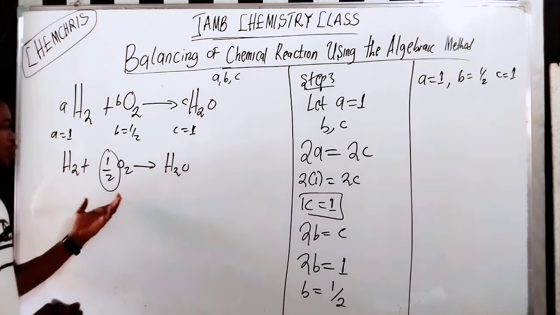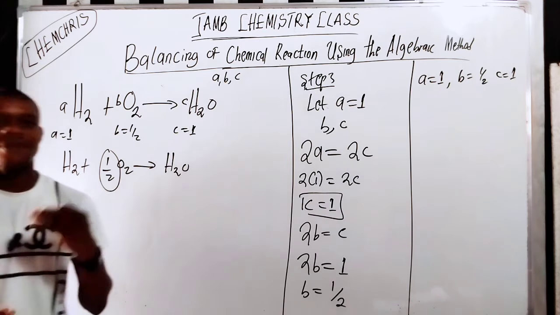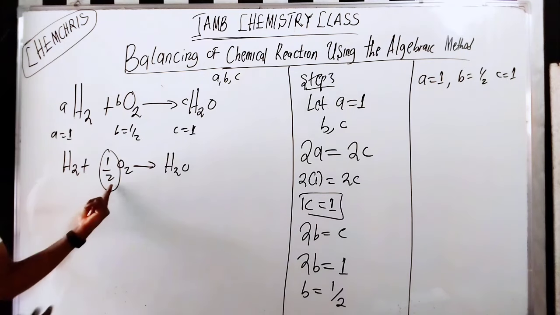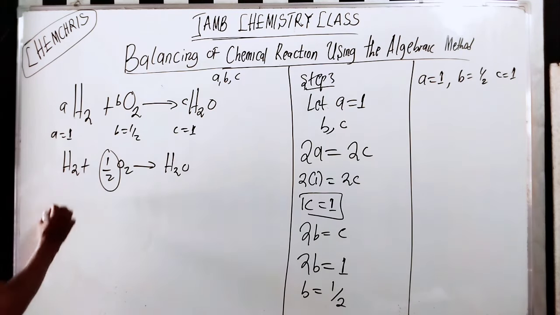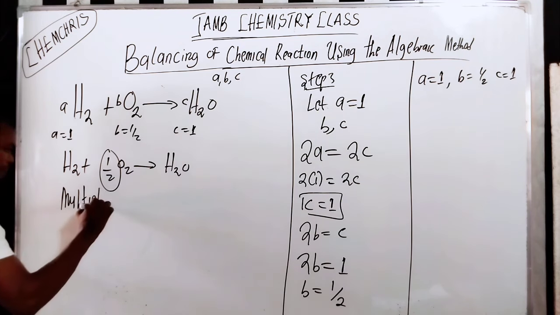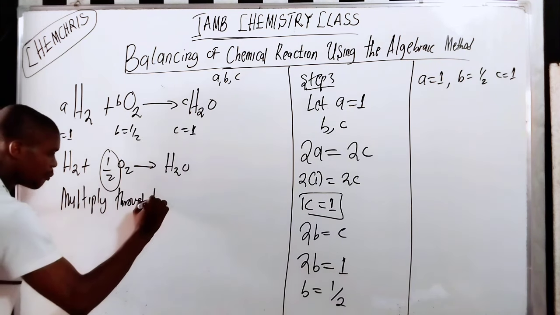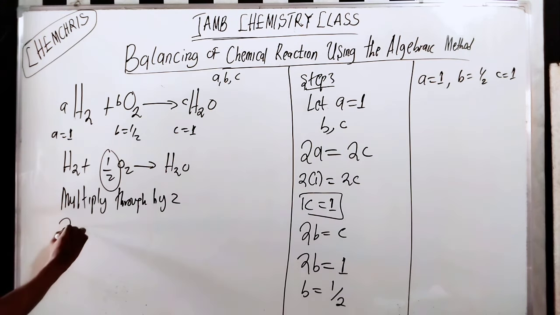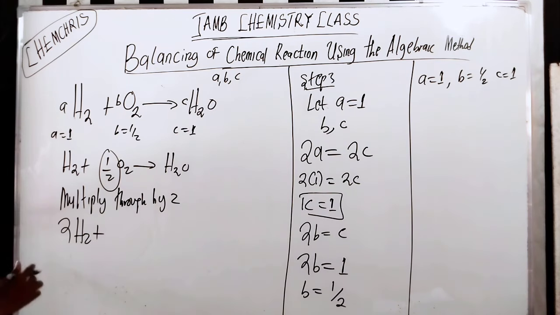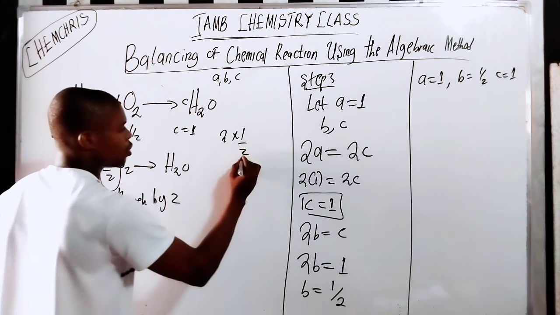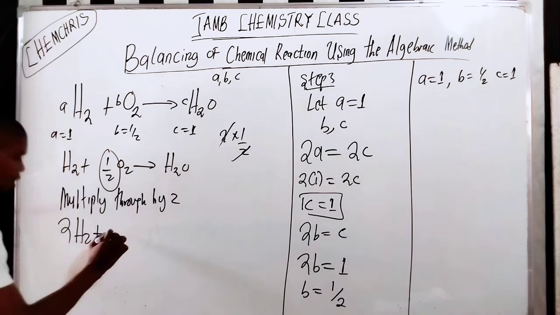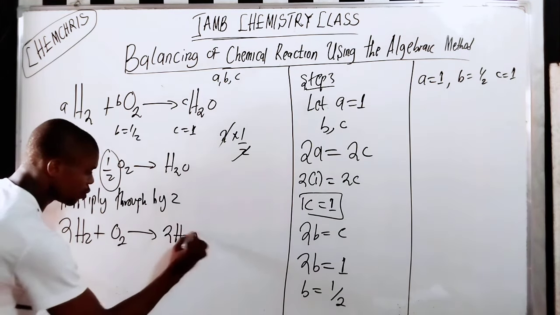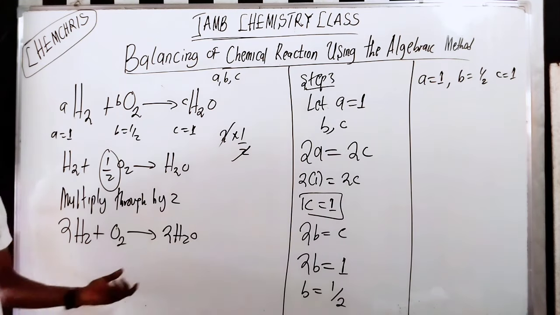The next thing to do now is to convert the fraction to a whole number. And how do you do that? In mathematics, to remove a fraction, you must multiply by the LCM. And the LCM here is 2. So I'll multiply through by 2. Here we have 2 times 1, which is 2H2, plus 2 times half. 2 going into 2, what I have left is 1, so here we have O2. Then 2 times 1, here we have 2H2O. You get that?